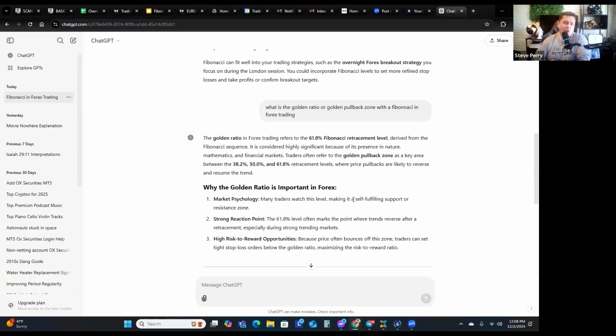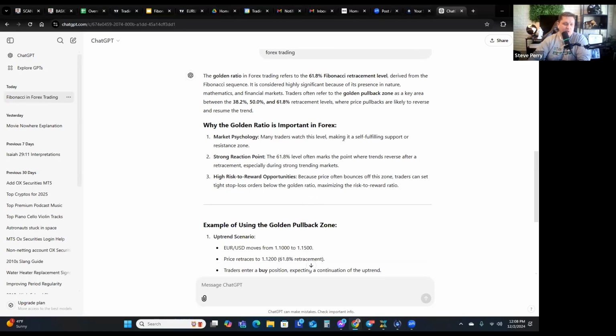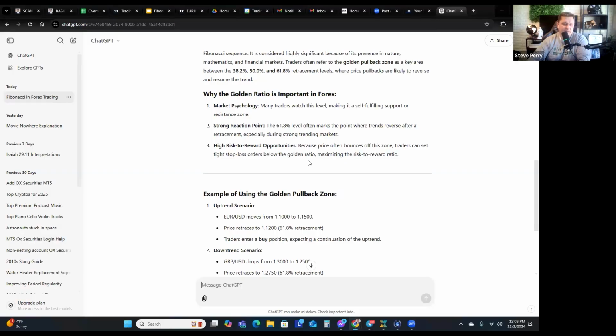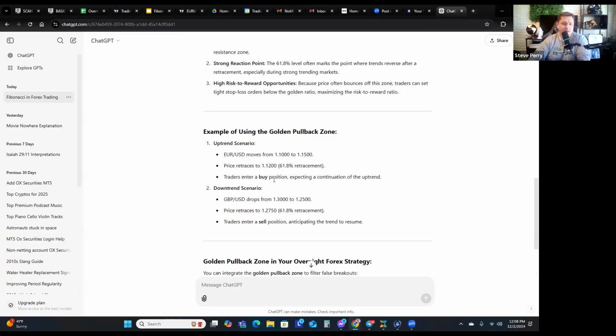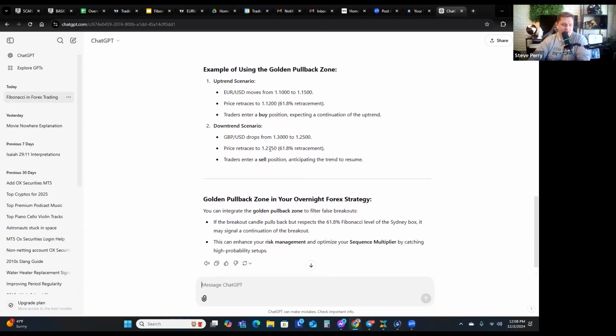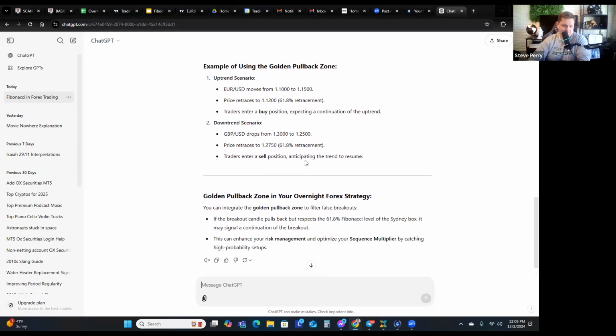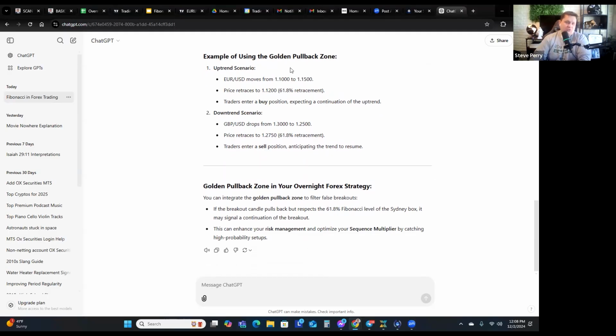Traders often refer to the golden pullback zone as a key area between the 38.2, 50, and 61.8 retracement levels where price pullbacks are likely to reverse and resume the trend. So let's see why the golden ratio is important in forex. Yeah, market psychology, strong reaction point, high risk to reward opportunities. So here's an example of the golden ratio pullback. Traders will enter a buy position at a pullback to the 62% retracement. All right, cool. So that's basically that.